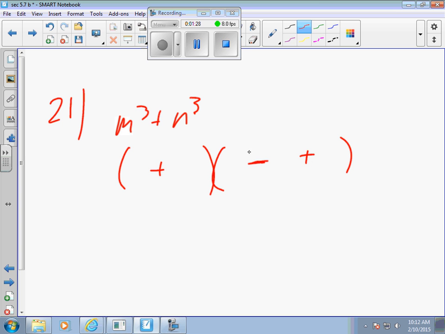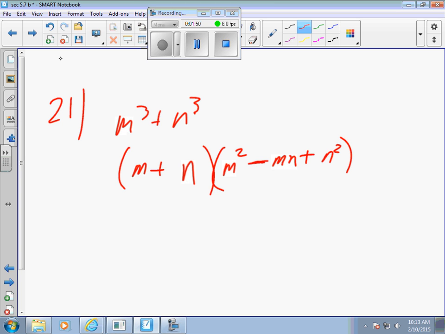To find out what these numbers are, first we take the cube root of the first thing. The cube root of m cubed is m. The cube root of n cubed is n. Then we have to get the trinomial. We square this first term, multiply them together, square the last term.